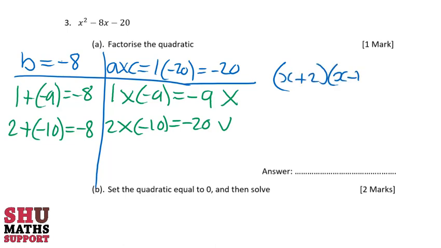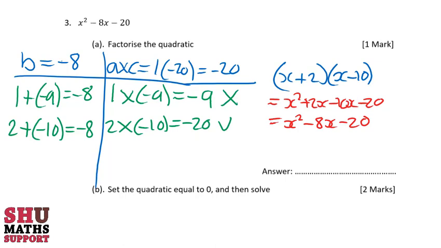And if we were to expand this, we'll get x squared plus 2x minus 10x minus 20. And simplify this, we'll get x squared minus 8x minus 20, which is what we had originally. So as our final answer, we have x squared minus 8x minus 20 is equal to x plus 2 times x minus 10.